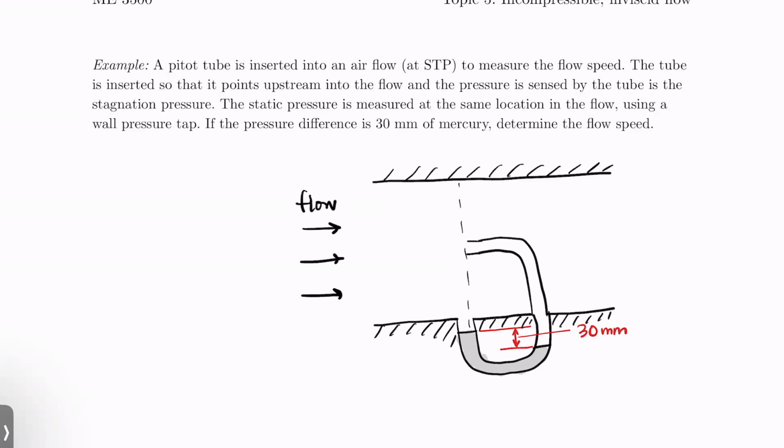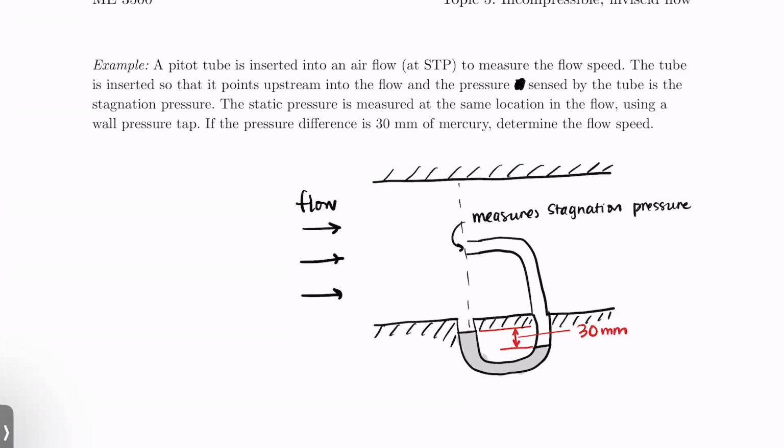Okay, so we have this pitot tube inserted into an airflow at standard temperature and pressure with the purpose of measuring the flow speed. The tube is inserted so that it points upstream into the flow, and the pressure sensed by the tube is the stagnation pressure. All right, so this is measuring stagnation pressure.